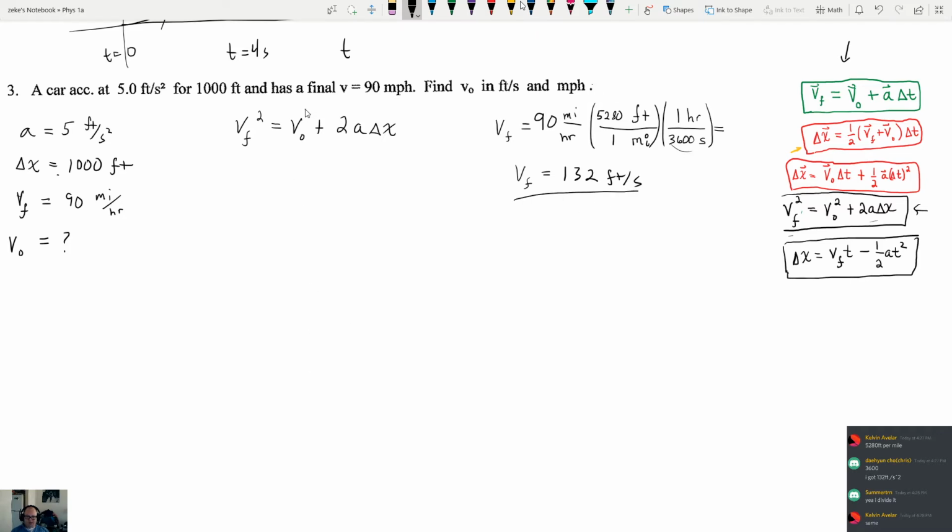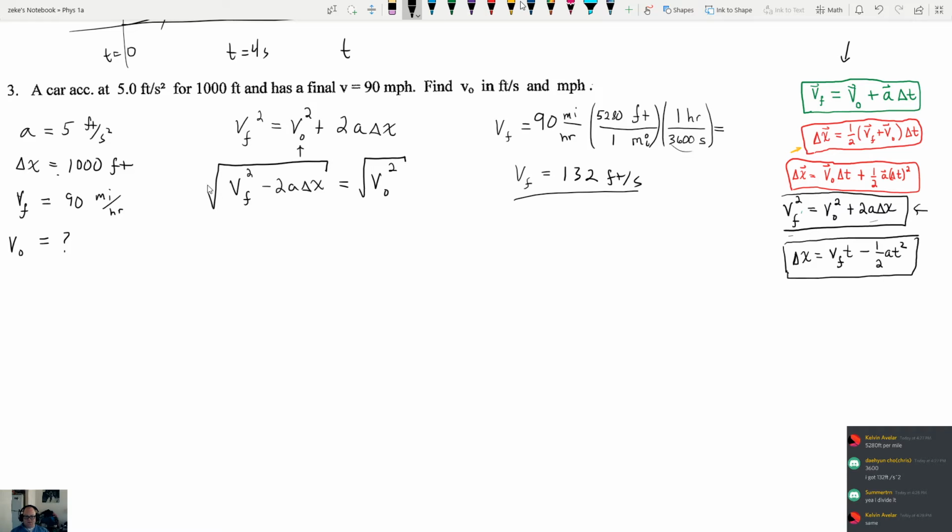Oh, I made a mistake here. This is supposed to be squared. So sorry about that. It's VF squared equals V initial squared plus 2a delta x. And that's the symbol we're solving for, so we'll just solve for it by isolating it. So VF squared minus 2a delta x goes on the left side. On the right-hand side, we have V initial squared. But what we'll do to get rid of that is we'll square root both sides.